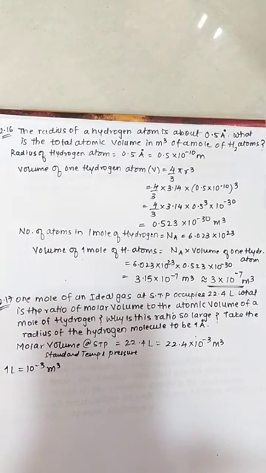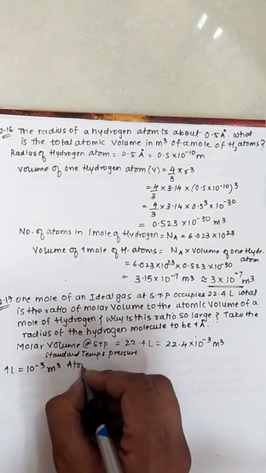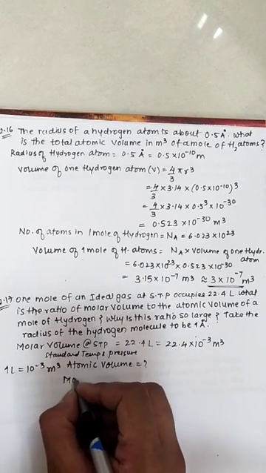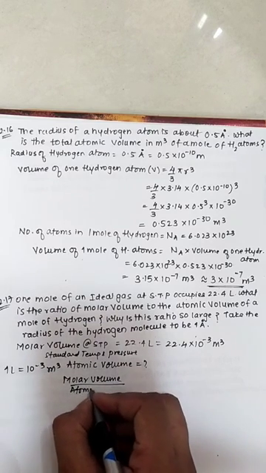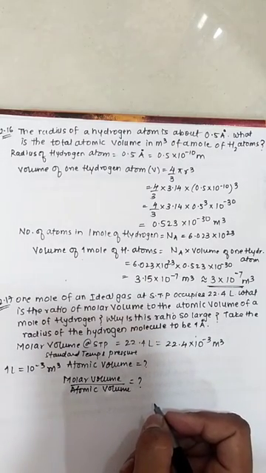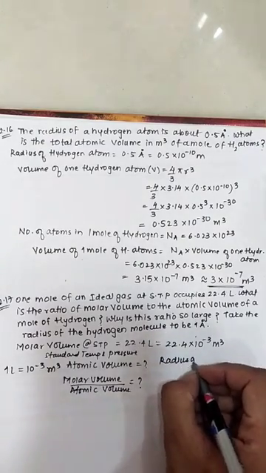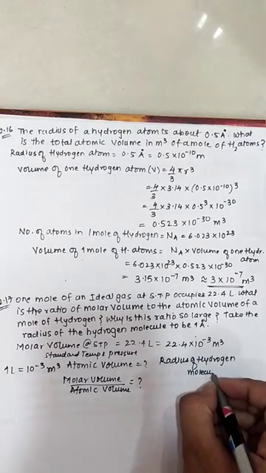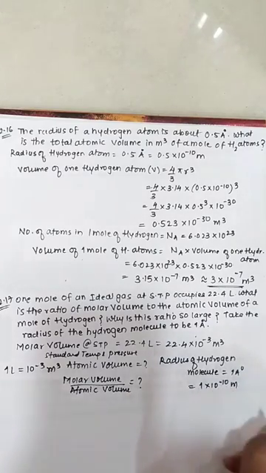Till this clear? Moving ahead, we have to calculate atomic volume, and after calculating atomic volume, we have to take the ratio of molar volume by atomic volume. Till this clear? And we have to give the reason why it is so large. The radius of the hydrogen molecule they have given to be 1 angstrom. 1 angstrom will be considered 1 into 10 power minus 10 meter.